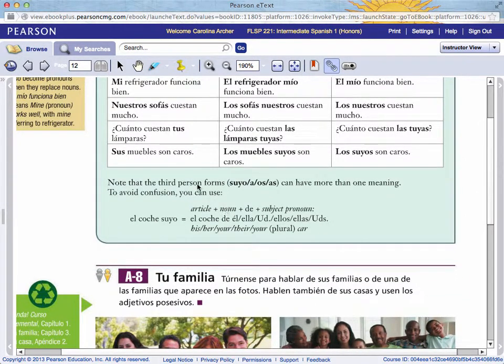Okay? Okay, so the third person forms suyo, suyos, suya, and suyas can have more than one meaning, like I just said. To avoid the confusion, you can use the article plus the noun plus de plus the subject pronoun. That is to say, the person who is possessing. For example, el coche suyo, like here, los muebles suyos, you don't know what person you're talking about. So to clarify, if you need to clarify, you can say el coche de él, o el coche de ella, o el coche de usted, o el coche de ellos, to be a little more clear. If using the possessive adjective does not clarify enough.